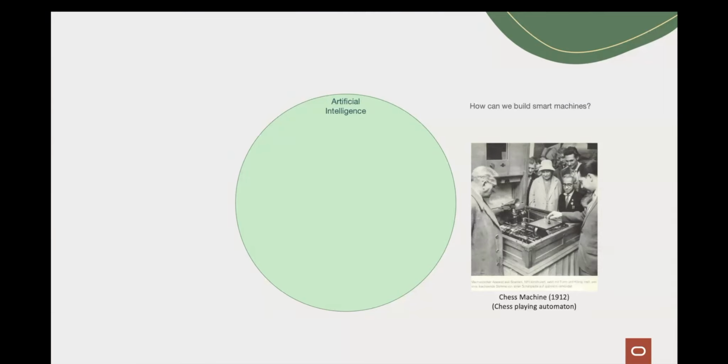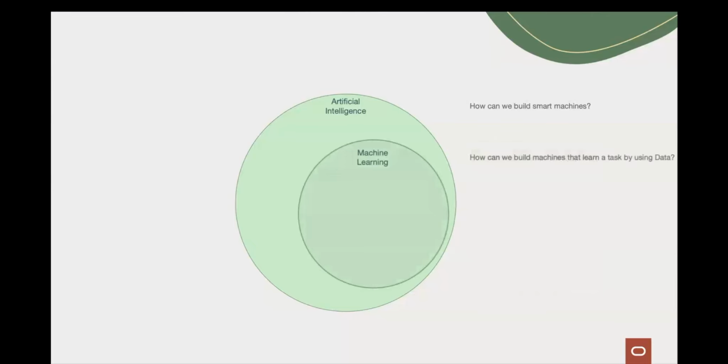Let's continue with machine learning. Machine learning, in short ML, is a subset of AI. I came up with this question to explain it: how can we build machines that learn a task by using data? So, the behavior of a machine changes by its input, the machine learns from data and applies its learning. By the way, intelligence can also be defined as quickly learning and applying new knowledge, right?